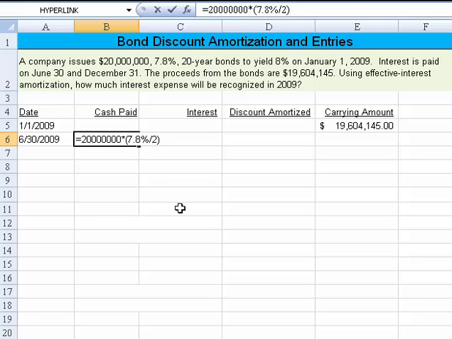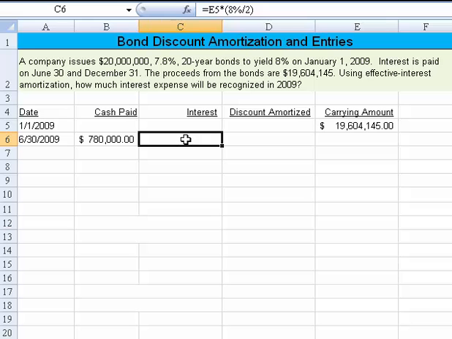And the amount we pay is the $20 million, the face value, times the contract rate, which is 7.8%, or the stated rate, divided by 2, since it's paid semi-annually. So we know that the amount paid is going to be $780,000.